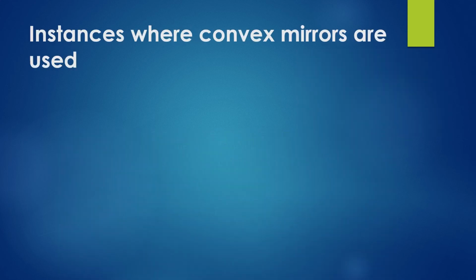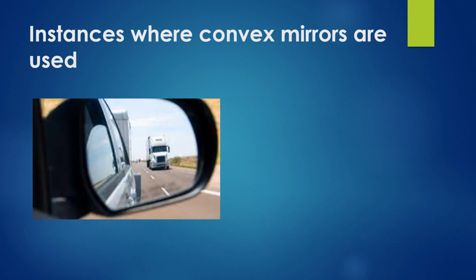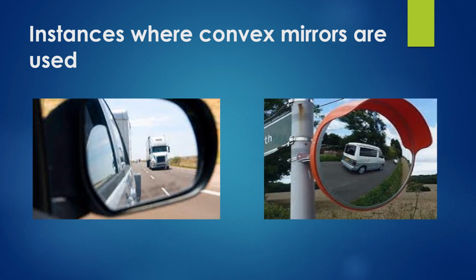So here you are given a few instances where convex mirrors are used in our day-to-day life. Convex mirrors are used as the side mirrors of vehicles and also at the bends of roads, at sharp curves, at places where a vehicle enters a road, and as side mirrors of vehicles.